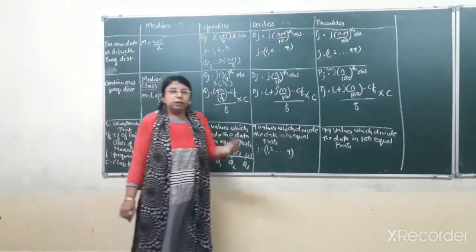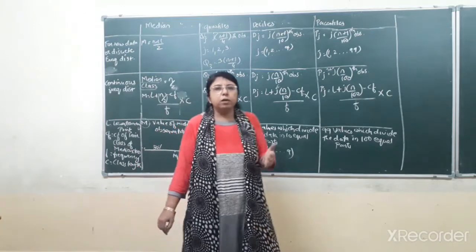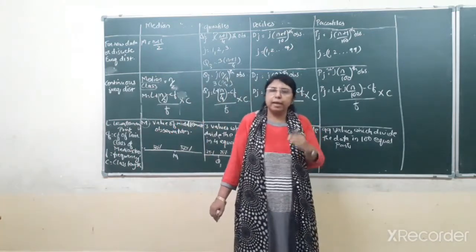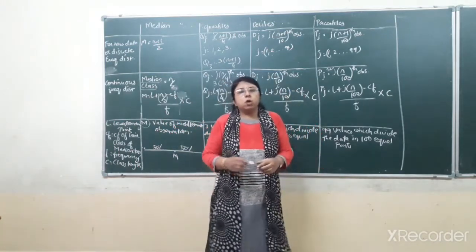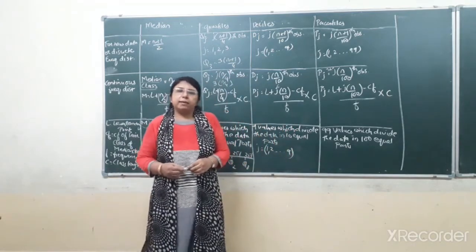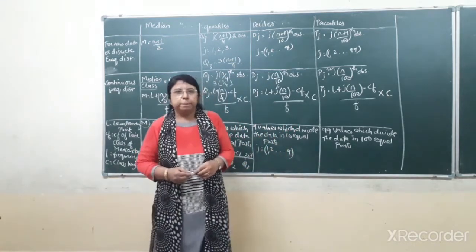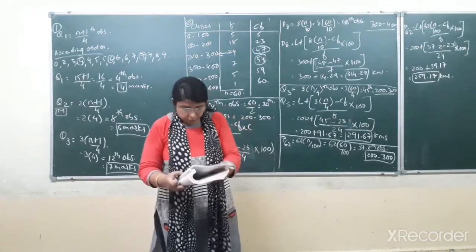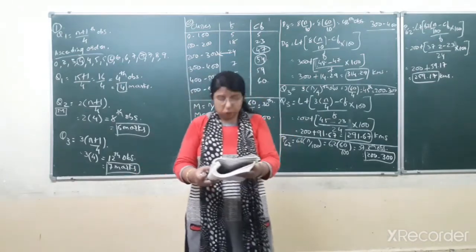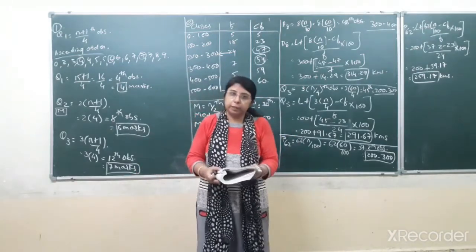So after understanding the formulas of all the medians and the various positional averages, let us continue with the practical sums of exercise 3.4. Okay. Now let us read question number one of exercise 3.4, that is on page number 98 of your textbook.